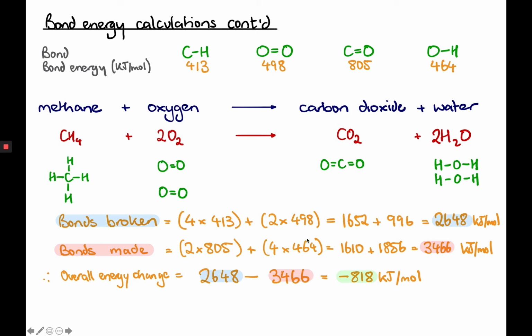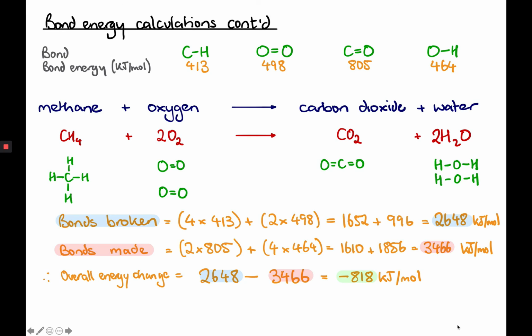Bonds broken minus bonds made, we get minus 818, which is an exothermic reaction, which is what we expect because we know that using a Bunsen burner transfers energy to the surroundings because it's heating the surroundings up. So that's good. That makes sense. And the majority of reactions will be exothermic, but just be prepared for some endothermic ones. If this had been a positive number, that would have been an endothermic reaction.